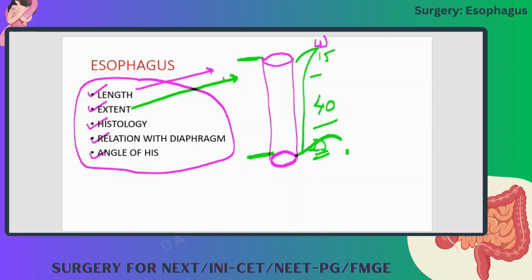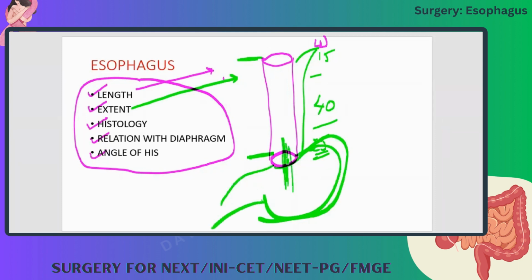And the extent, from where to where it extends. What is there below? The esophagus continues as the stomach. So this is the GE junction, the gastroesophageal junction. And above, the pharynx opens into the esophagus at the pharyngoesophageal junction. The pharyngoesophageal junction is at the level of C6, and the GE junction is at the level of T10.